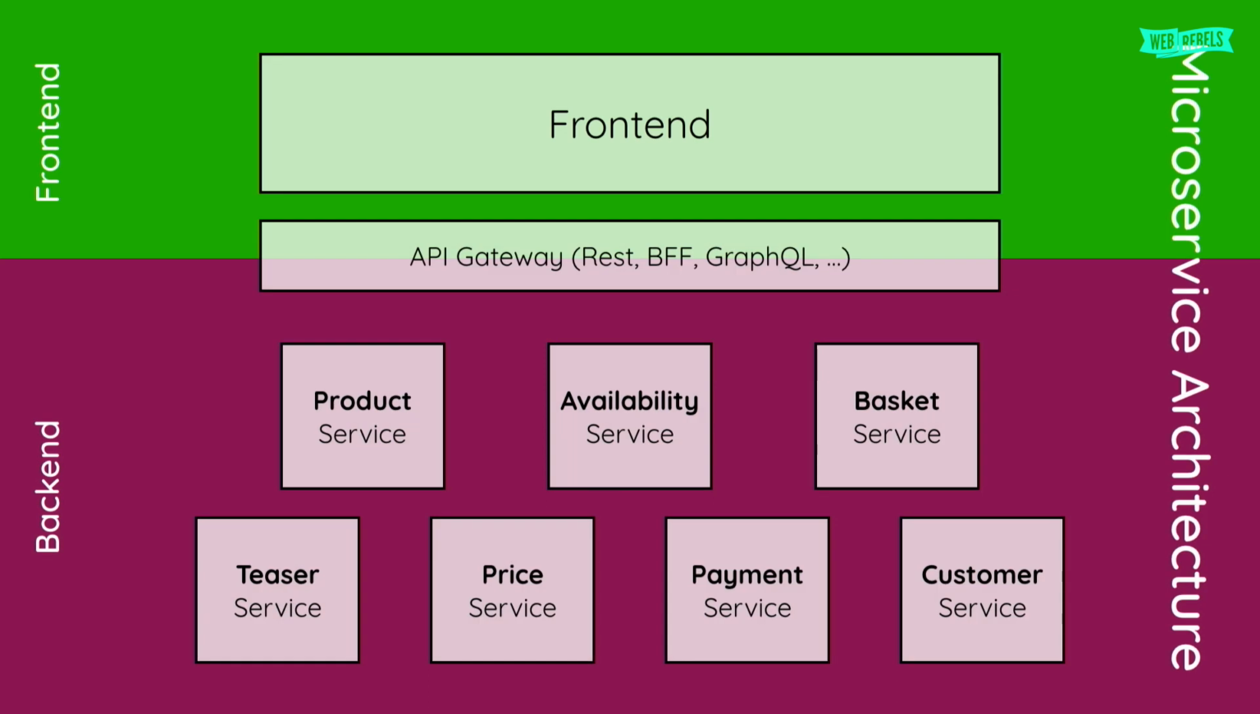So you have split up your backend into multiple parts. You have a product service. I'm coming from the e-commerce world here. You have a product service, a pricing service, availability service, whatever. Small services, self-contained, easy to manage, easy to work with.